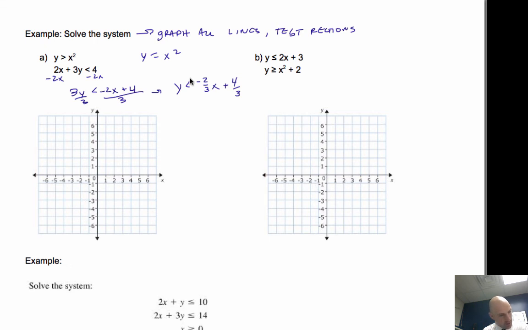So I need to do a little bit of graphing here. Let me graph my x squared first. So 0, 0, 1, 1, 2, 4. Here's my first one. There's my first one. Done. I'm going to graph this one in green. So plus 4/3 would be here. And then I'm going to go down 2. So down 2 over 1, 2, 3.